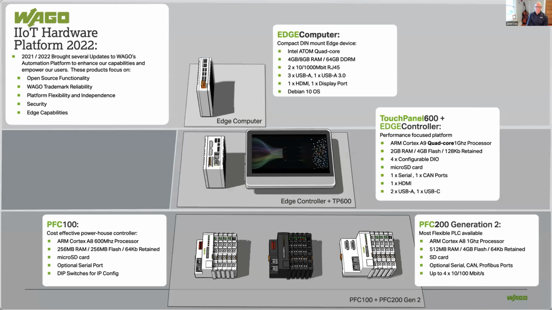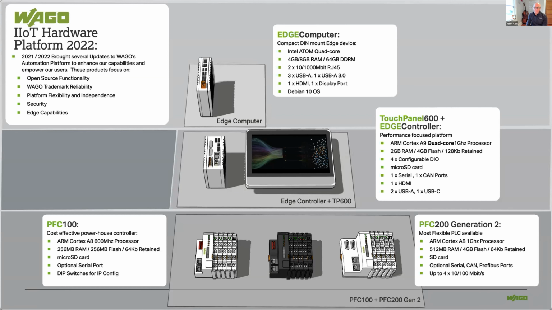So our IoT-based hardware platform for 2022 makes use of the legacy of the modularity of the backplane in our PLCs, but also expands that into other devices on the control side. Beginning at the bottom here with our PFC 100 and PFC 200 products, these are ARM-based controllers. The PFC 100 is a 600 megahertz A8. The PFC 200 is a 1 gigahertz A8. These make use of our slice IO system, so they're completely modular in the hardware. And it allows you to put this open source controller up front of some really powerful IO modules, which I'll talk about a little more in the next slide.